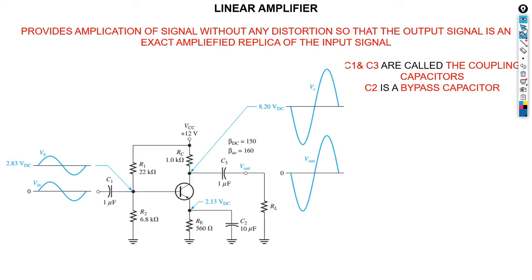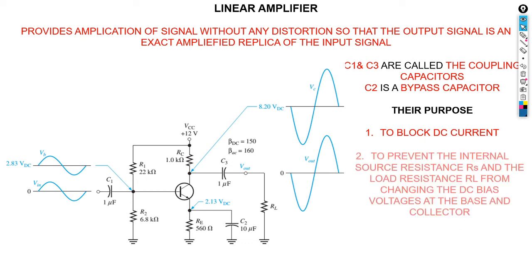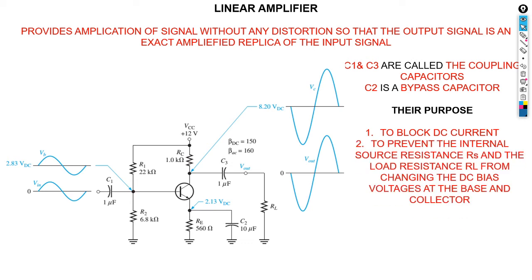Okay, and therefore their purpose is to block the DC current, the purpose of those capacitors, and then to prevent the internal source resistance and the load resistance from changing the bias voltage.